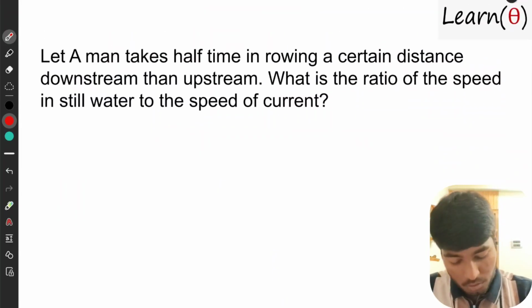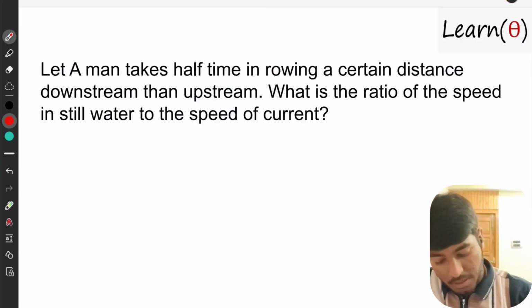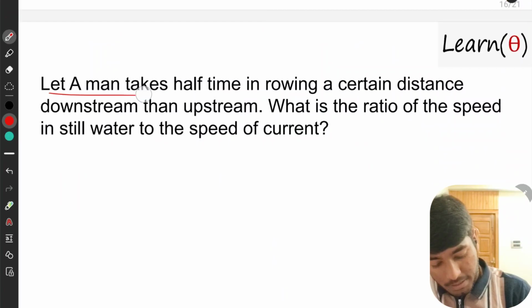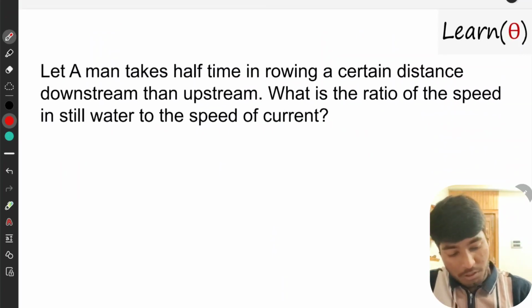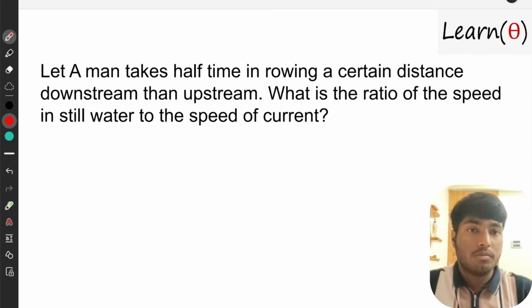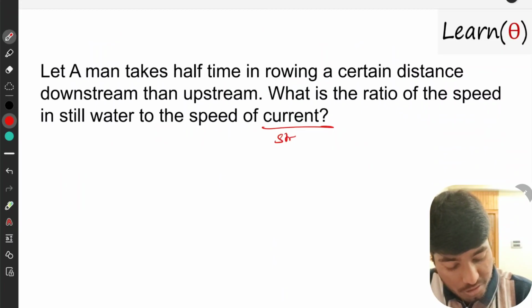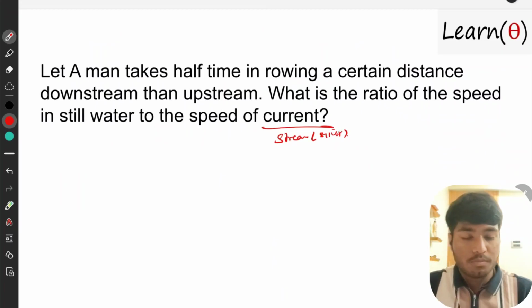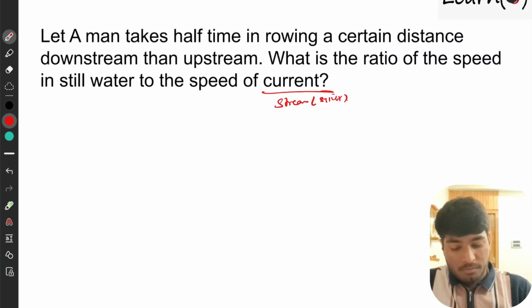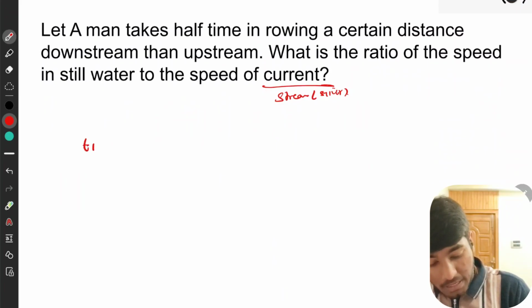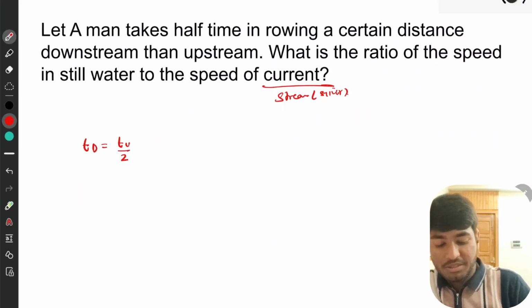Perfect. Let us take this question. A man takes half the time in rowing a certain distance downstream than upstream. What is the ratio of the speed in still water to the speed of the current? What does current mean? Current means the stream, or you can say river, the flow of the river. Is there anything given to me? It is just given that the time downstream is equal to time upstream by 2. It is given half time.